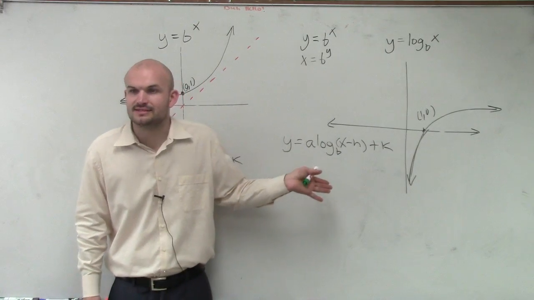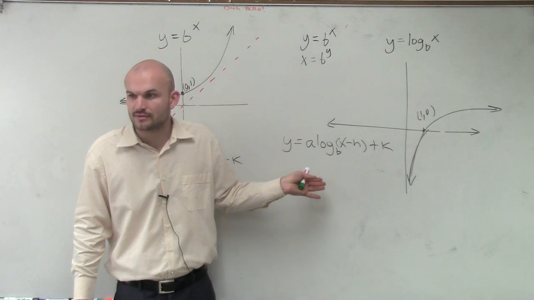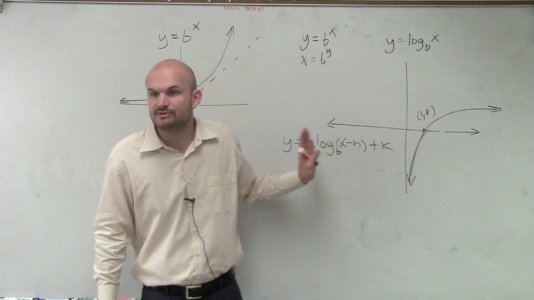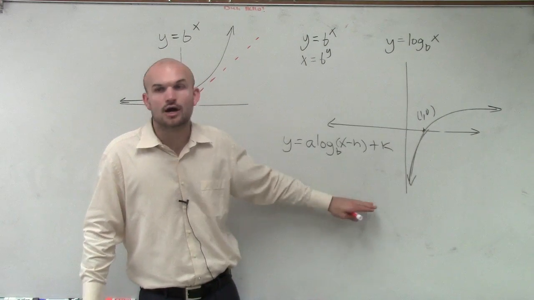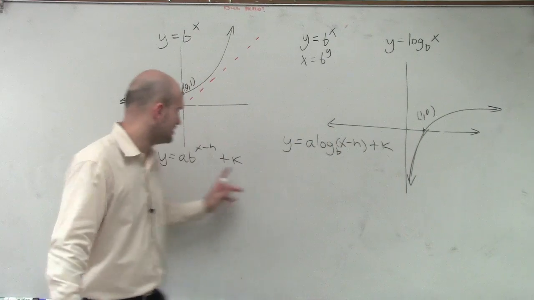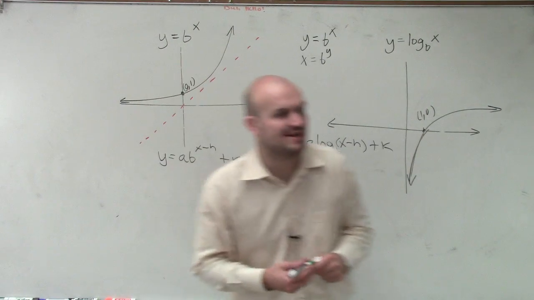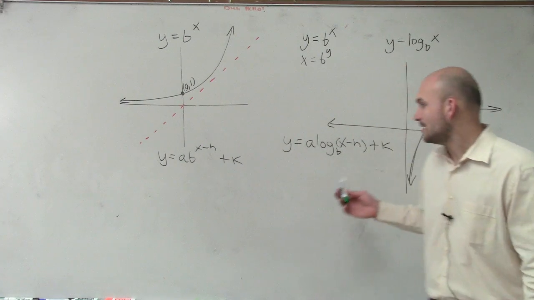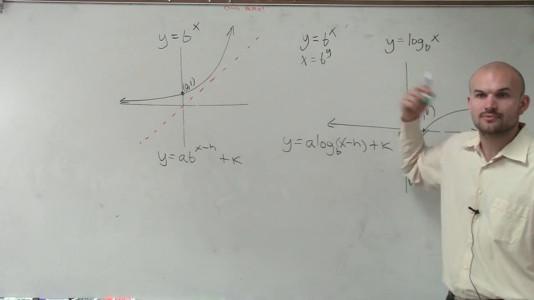So what do you think a is going to tell you? A is going to affect if there's going to be a reflection or not. H is going to tell us if we're going to be shifting our graph left or right, and k is going to tell us if we're going to shift our graph up or down. Remember, h in both these cases has to be inside the function. And remember, it's opposite of h, so the transformation is always going to be in the opposite direction. And k is outside your function, which is going to be shifting the graph up or down.